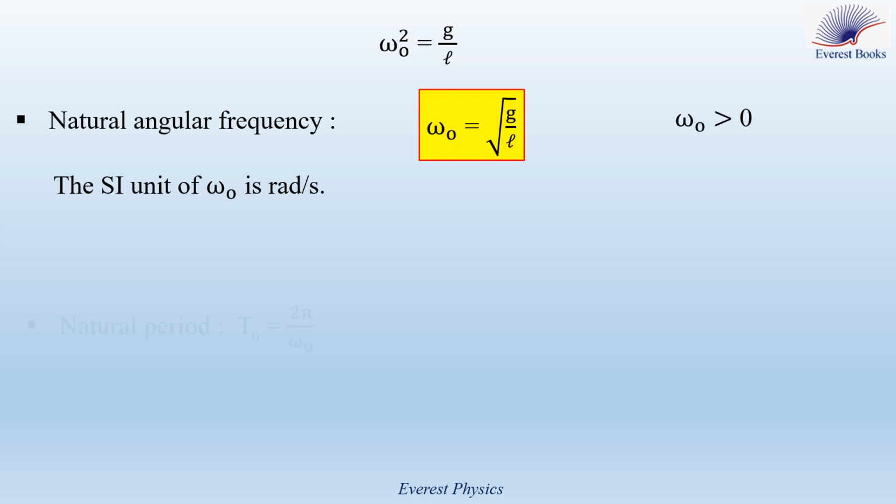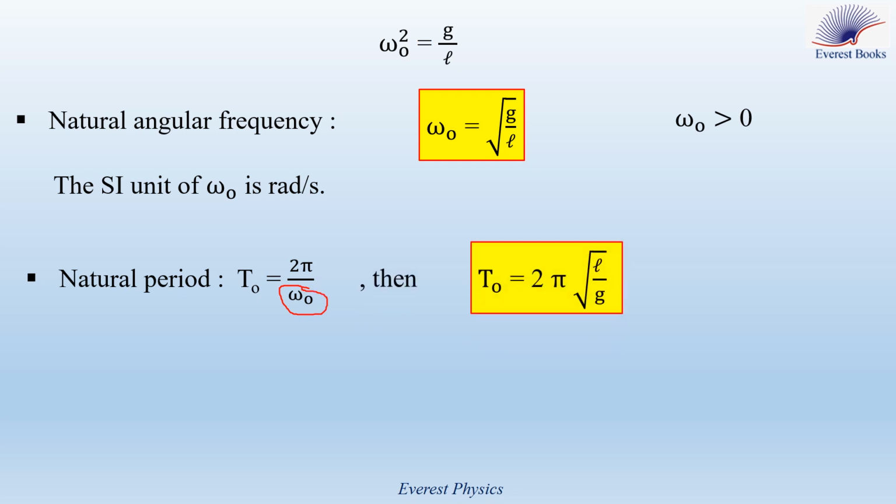Let's move to the natural period. The natural period T0 is given by this formula. T0 is equal to 2 pi over omega 0. Replace omega 0 by the square root of g over L. So we get a relation between T0, L, and g, so that T0 is equal to 2 pi times the square root of L over g.